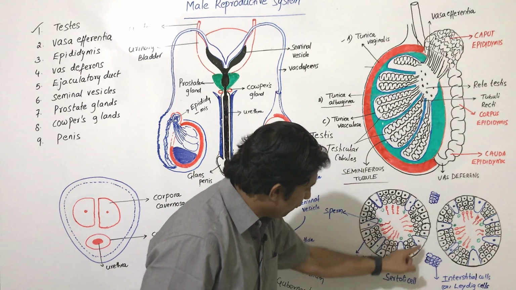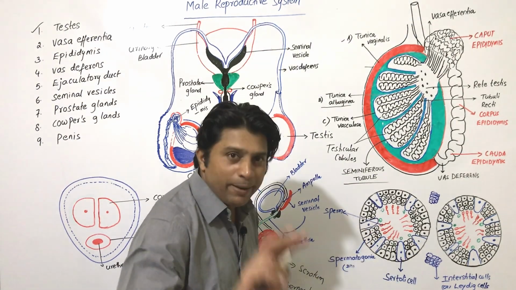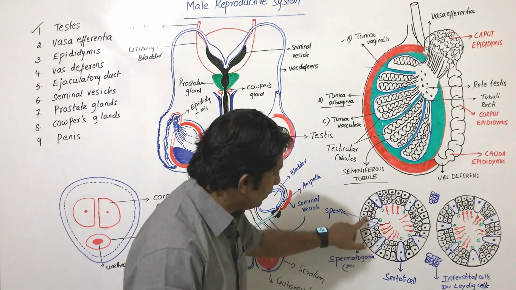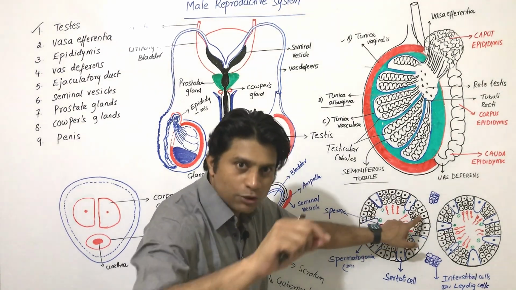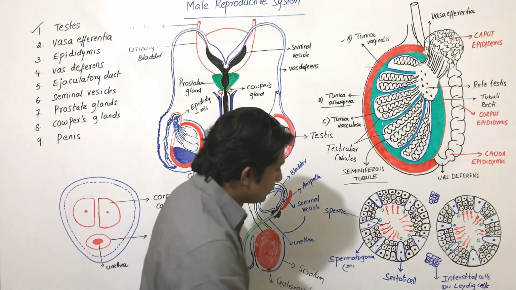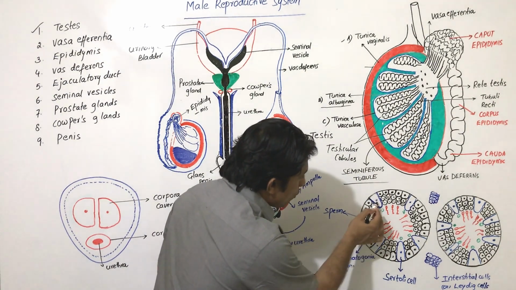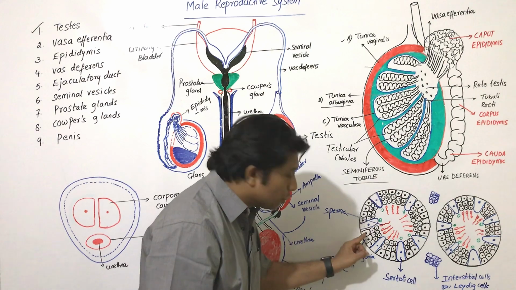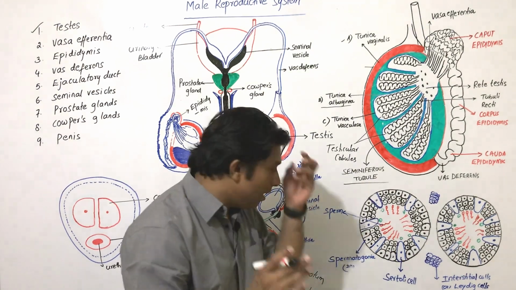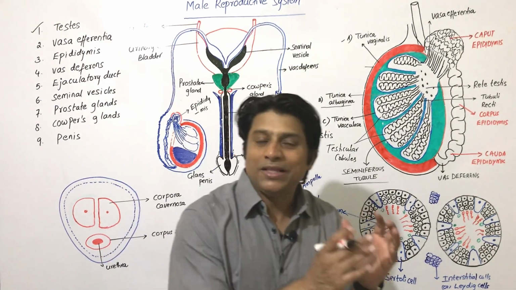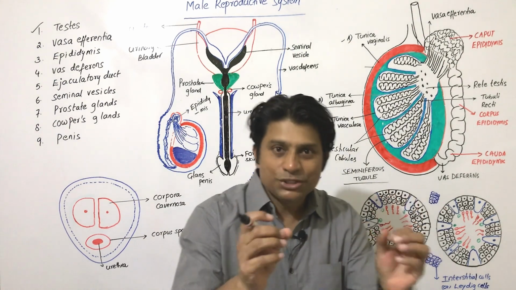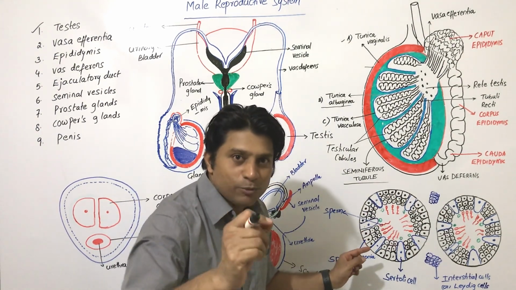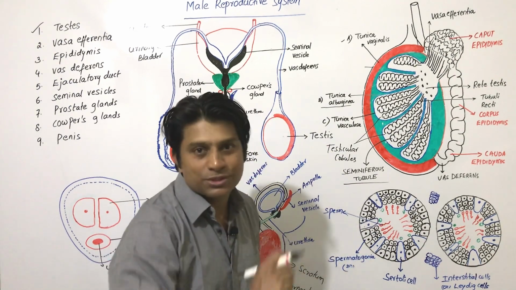Now seminiferous tubules are lined by 2 types of cells. There are some cells called cuboidal cells, which are all black in color. Next, in between, these are columnar cells, which are blue in color. These cuboidal cells are called germinal epithelium, and the germinal epithelium of the cuboidal cells is responsible for the formation of sperms.